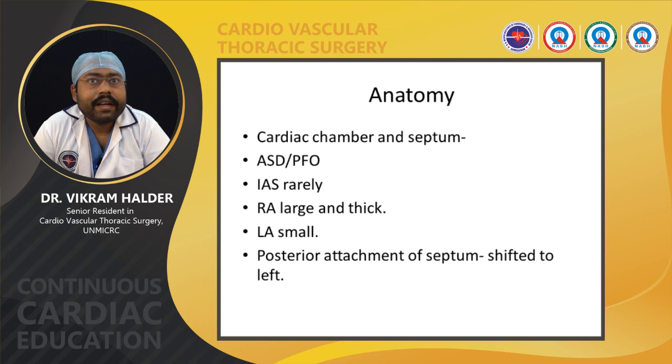Now come to the anatomy of the cardiac chamber and septum. Normally in case of TAPVC, most of the patients have ASD or PFO. Rarely a patient does not have any interatrial connection, and in this case RA is usually large and thick and LA is small, and the posterior attachment of the septum is shifted to the left.